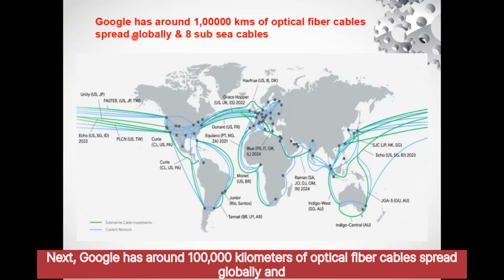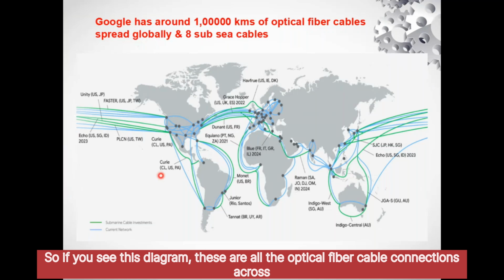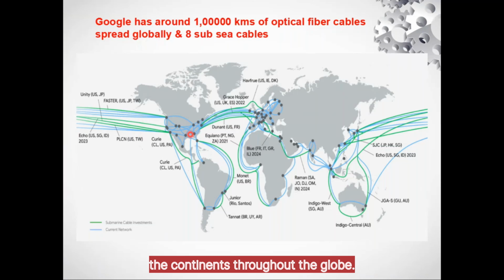Next, Google has around 1 lakh kilometers of optical fiber cables spread globally and 8 subsea cables. If you see this diagram, these are all the optical fiber cable connections across the continents throughout the globe. You can see it in the picture.